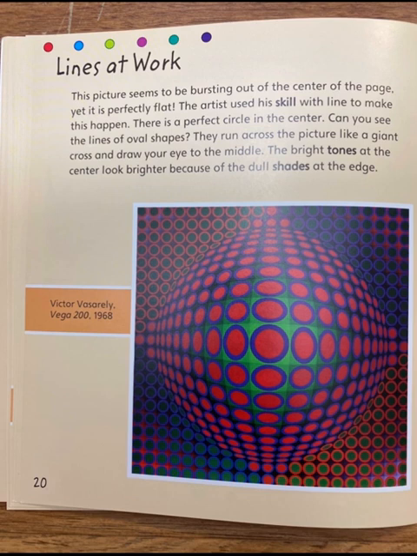Wow, so you see that? How the colors, as they move towards the center, get brighter and brighter, but the ones moving out to the edge get duller and duller and darker. Cool trick of the eye there.